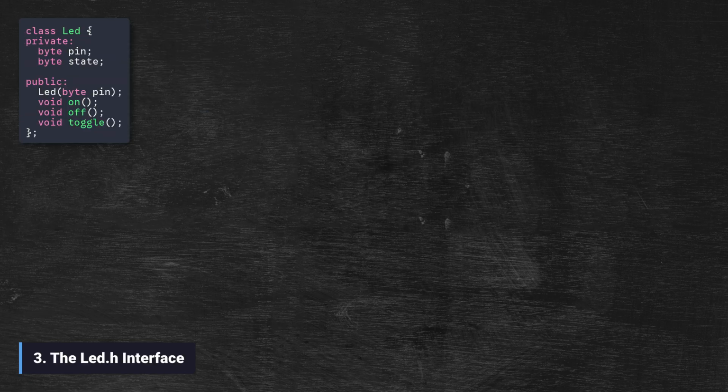Inside LED.h, we define our class. Notice that we only provide the function names and parameters here, followed by a semicolon. We don't write the actual logic yet. That's the job for the source file.